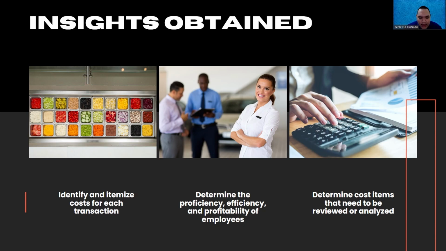As for insights obtained, there are already several. And as we were working through the examples, there were several to be talked about, to be discussed. But for the sake of providing a summary for the job costing system selected, let's talk about three important insights. Insight number one: job costing allows us to identify and itemize costs for each transaction.